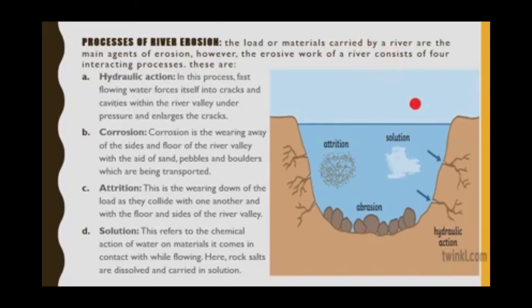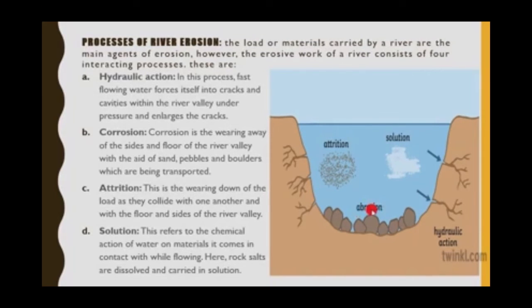Okay, in the hydraulic action, what happens is this: fast flowing water forces itself, like we can see in this picture here. Fast flowing water forces itself into cracks, and in that process leads to the enlargement of such crack or cracks. Okay, then two is corrosion, also known as abrasion.